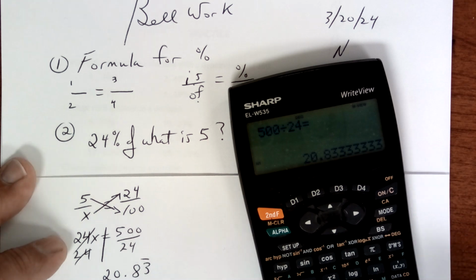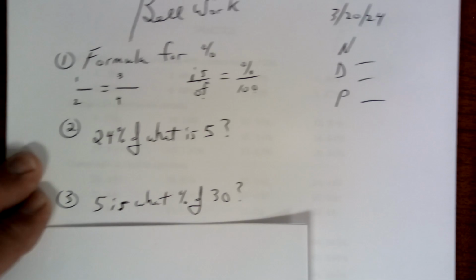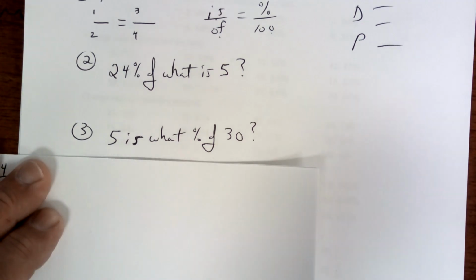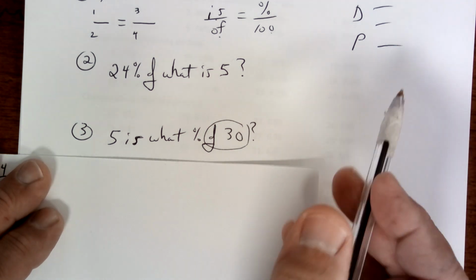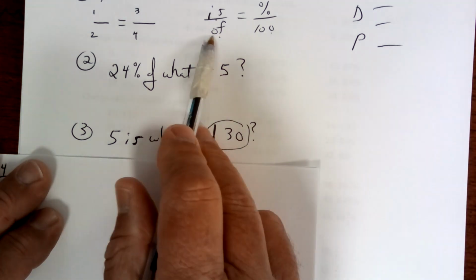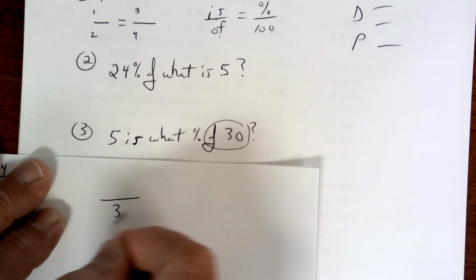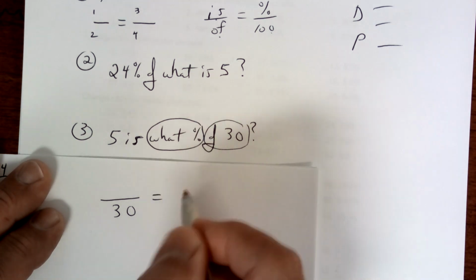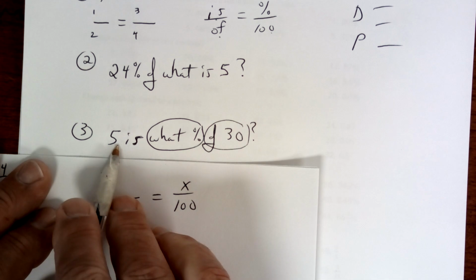Okay? All right, so on number 3, sometimes it can be a little confusing. So look here. There's my of, and what position is that? Of is the second position. So I'm going to say something over 30. What percent is what I'm looking for, so that's position 3. So this one has to be my is. 5 is.